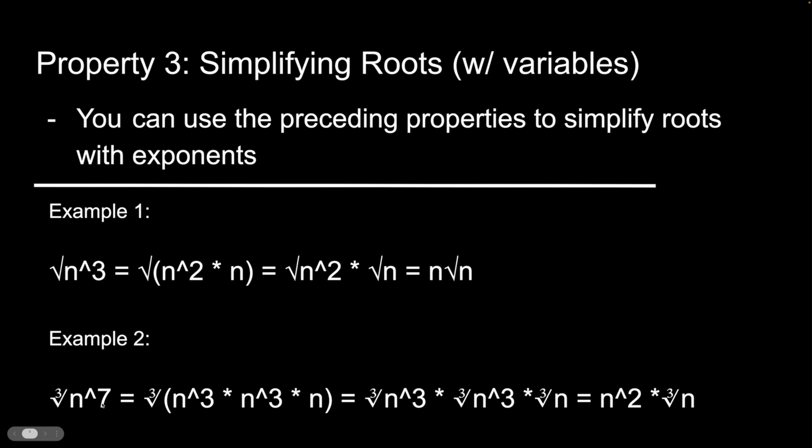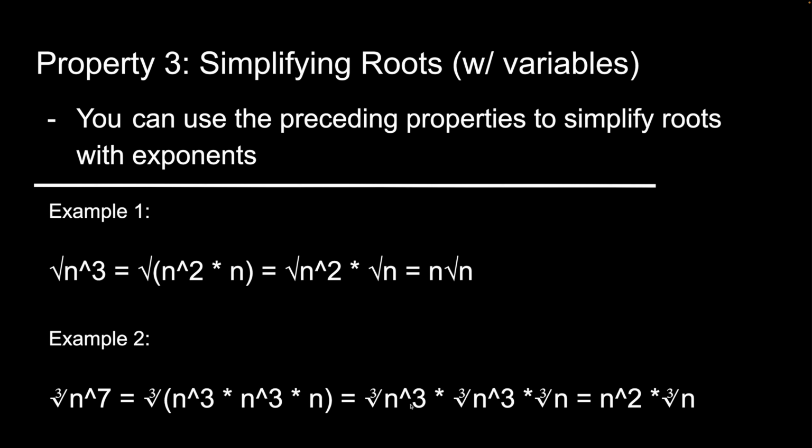In our second example, we have the cube root of n to the 7th power. Here we can rewrite n to the 7th as n cubed times n cubed times n. And then we can split it up using the second property as the cube root of n cubed times the cube root of n cubed times the cube root of n.